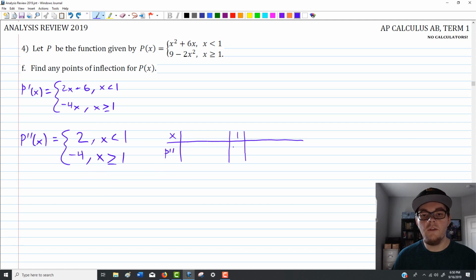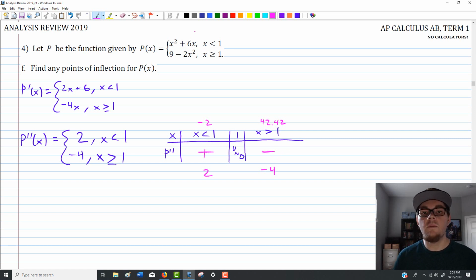We know that it's undefined at 1. There's issues happening there because of the sharp turn. So we'll have x less than 1 and x greater than 1 to consider. Choosing some test values, I'll choose negative 2 and I'll choose 42. Looking at our second derivative, it's pretty easy to calculate. The second derivative when x is less than 1 is just always positive 2, so the second derivative is positive. And for values larger than 1, the second derivative is always negative 4, which means it is always negative.